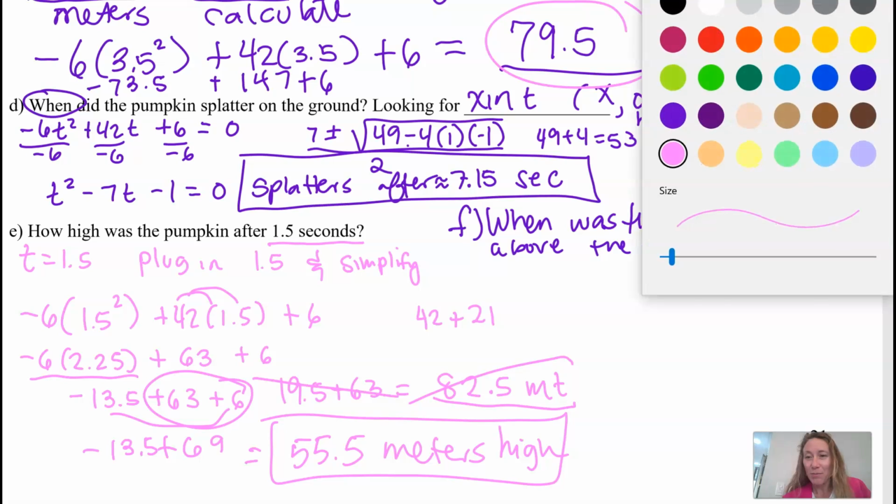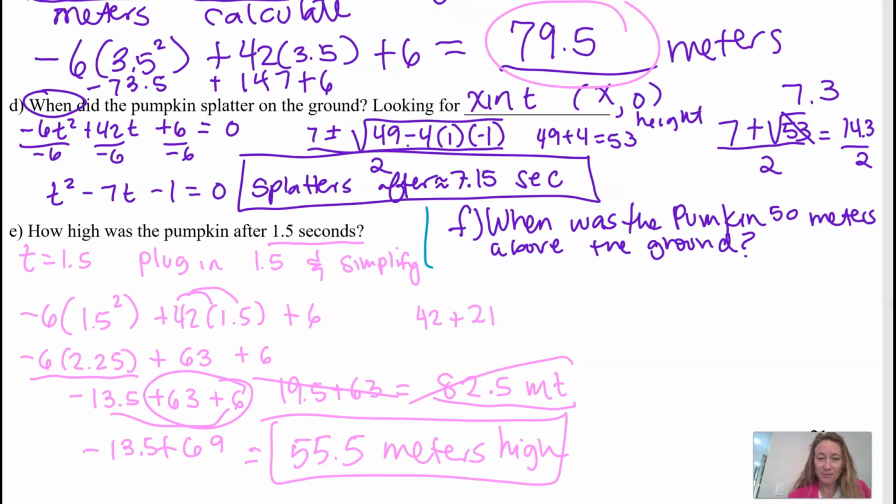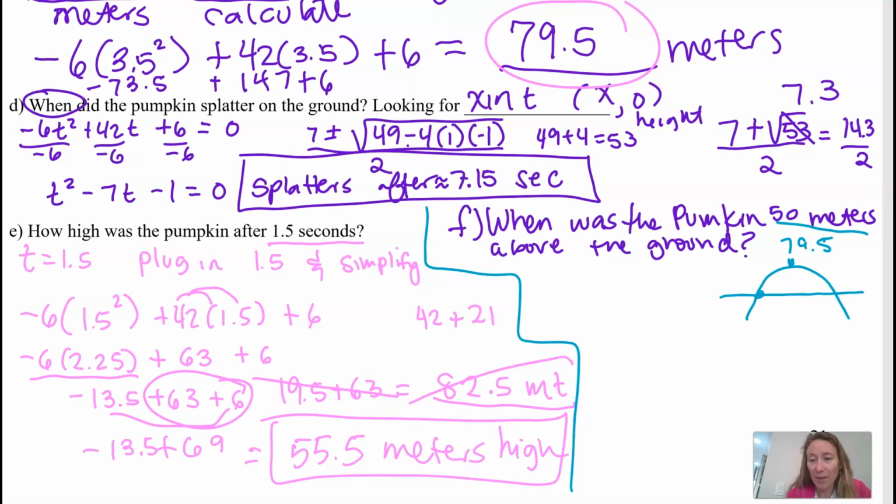Our last problem. So this one is a write-in. It says, when was the pumpkin 50 meters above the ground? Okay, I'm not sure. Let's find out. So 50 meters above the ground, we should get 2 answers for that. I'm imagining it goes like this. It went up to 79.5. So 50 is somewhere down here, and I'm expecting 2 answers.